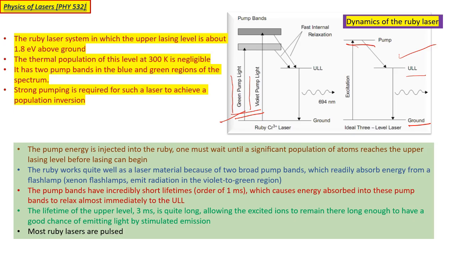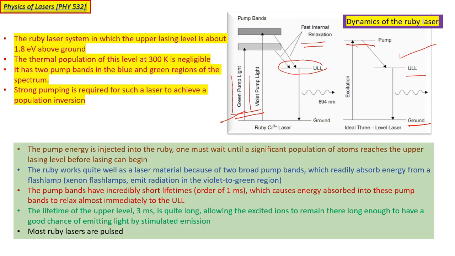So I mean the white light, the flash lamp, it covers this region. So it's excited and then it decays to ULL, upper lasing level. This is fast internal relaxation, and the heat is generated here in this decay, and from ULL it decays to the ground, and it emits the laser.